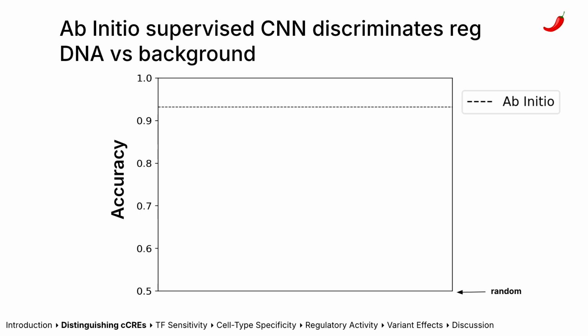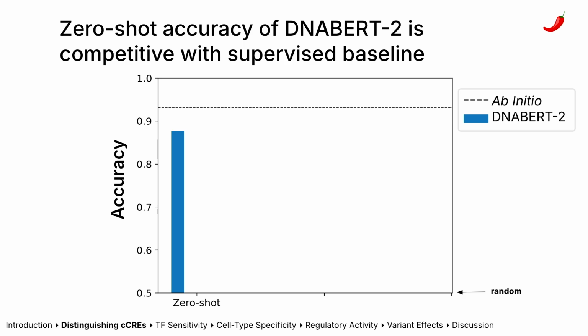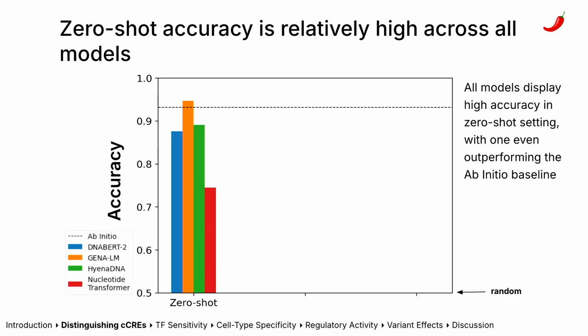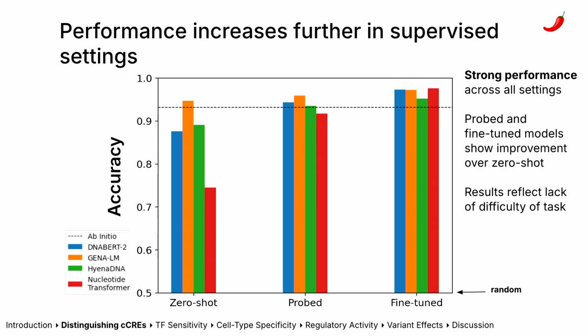So first of all, our ab initio CNN baseline proves pretty effective at discriminating the two categories. And then if we look at the zero-shot setting first, we see that DNABERT2, for example, is pretty competitive with the baseline, albeit a little inferior. And all the other models generally show competitive performance as well. And then when we get into the supervised settings, the DNA LMs even start outperforming the ab initio models. So overall, what we're seeing is strong accuracies across the board for this task.